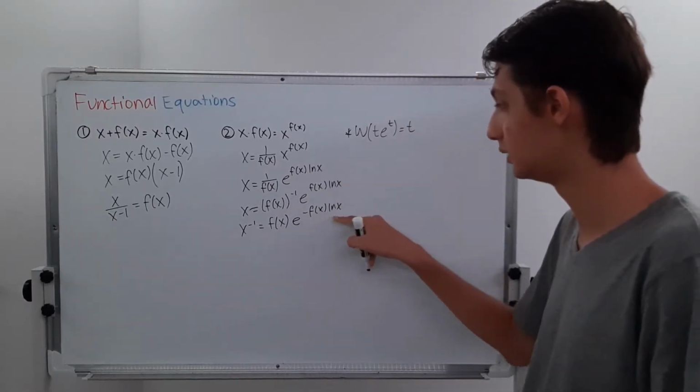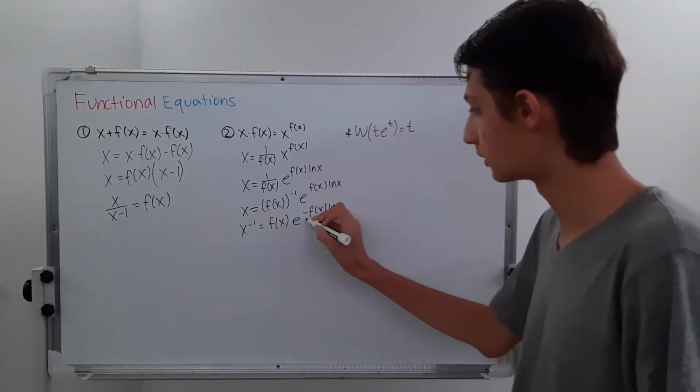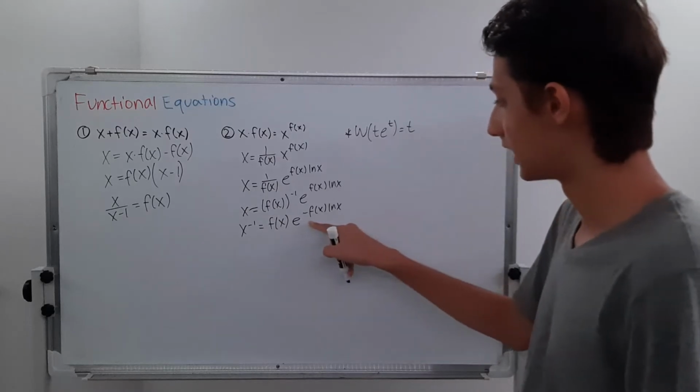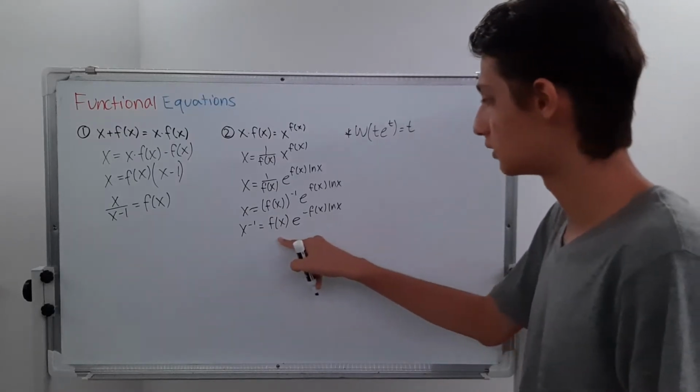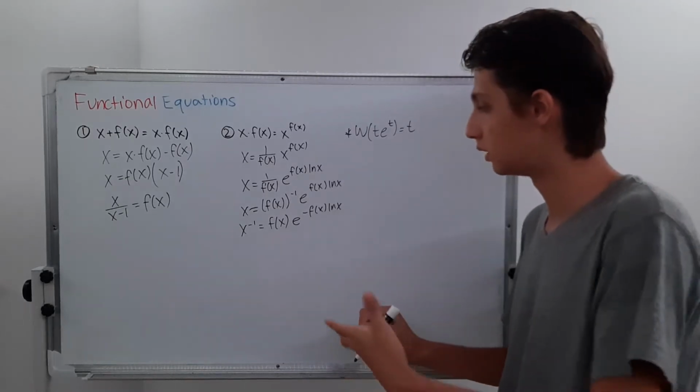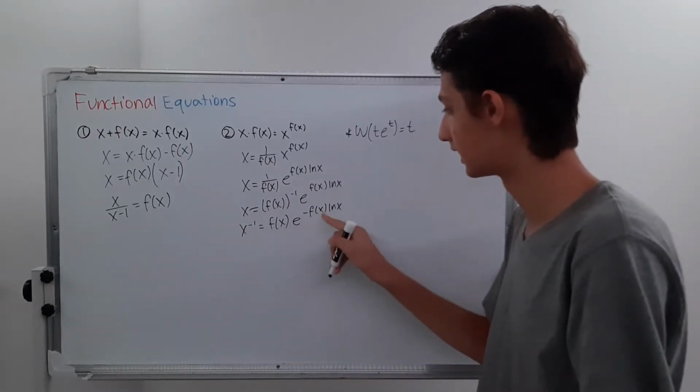And now what we can do is you can see, well, it's almost in kind of this form where we have our t being this. So now this is our desired t. I'm not going to actually write on it. But our t is going to be negative f of x times ln x, so we just have to make this the same thing.